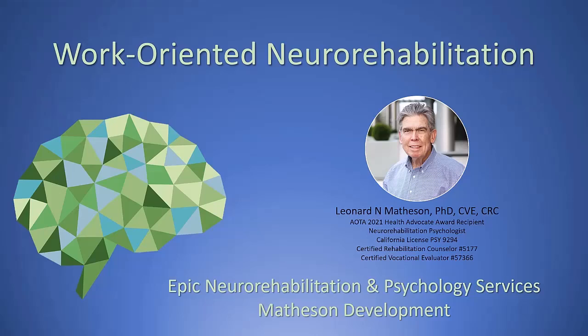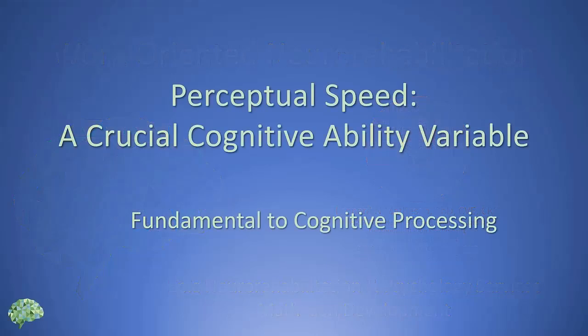Welcome to another lesson on work-oriented neurorehabilitation. In this lesson, we're diving into a crucial cognitive ability variable from the ONET framework, perceptual speed. Understanding this variable will significantly enhance your ability to assess, treat, and facilitate a safe return to work for your clients.